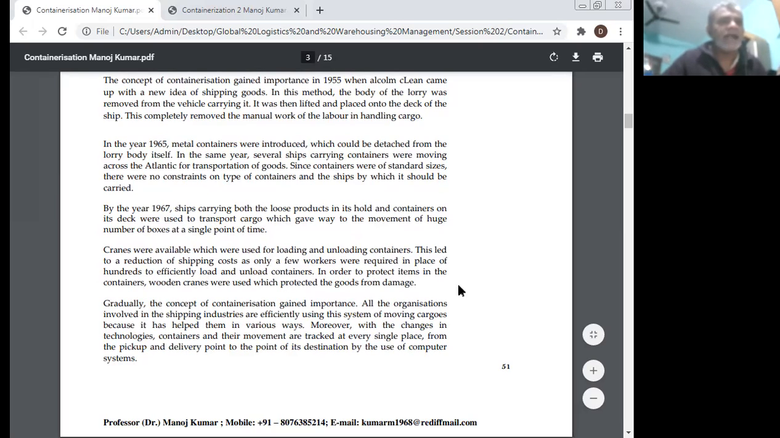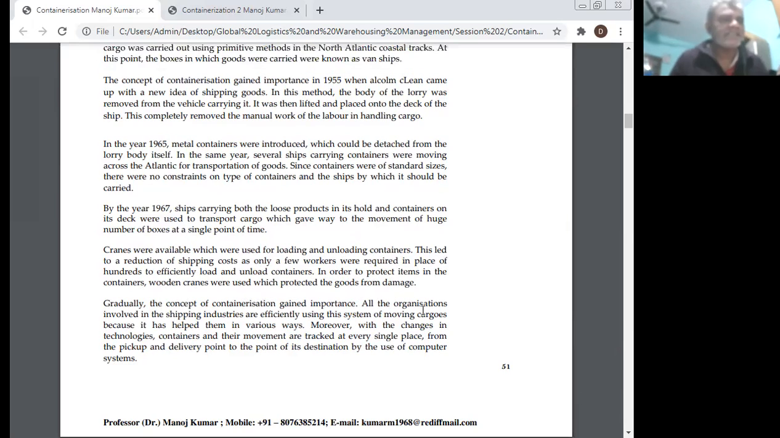In order to protect items in the containers, wooden crates were used, which protected the goods from damage. Gradually, the concept of containerization gained importance. All the organizations involved in the shipping industry are efficiently using this system of moving cargoes because it has helped them in various ways. Moreover, with the changes in technology, containers and their movement are tracked at every single place, from the pickup to the delivery point at the destination, by the use of computer systems.